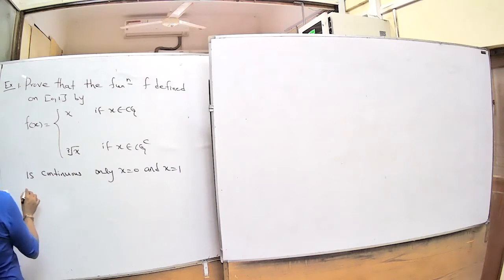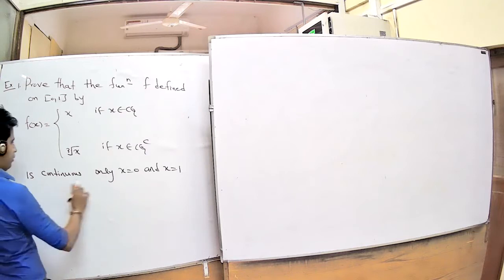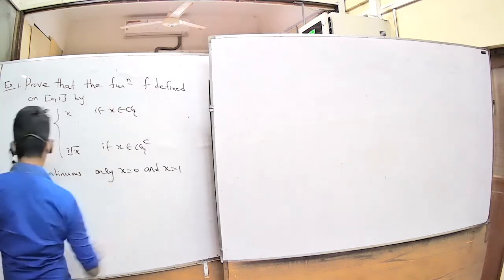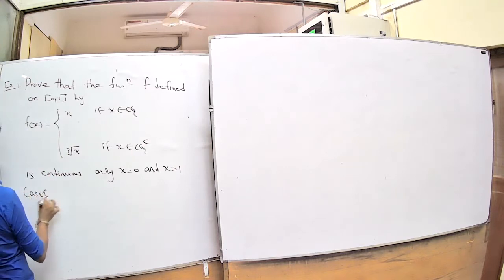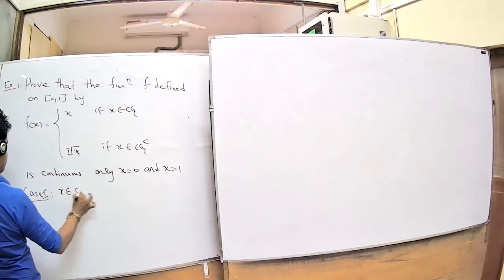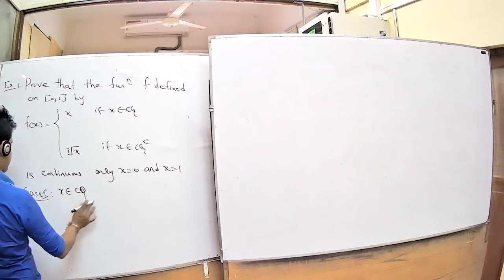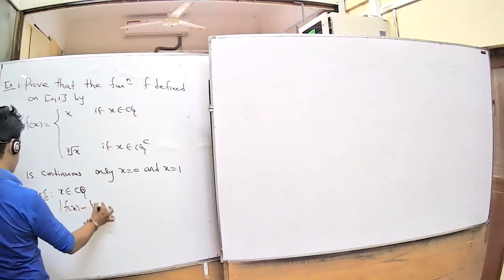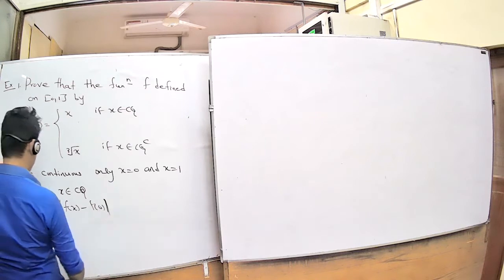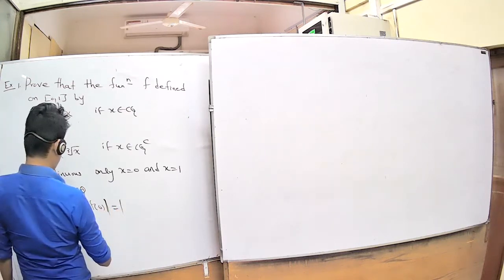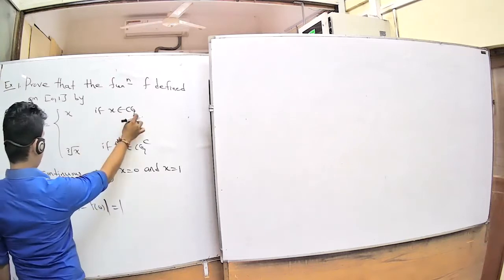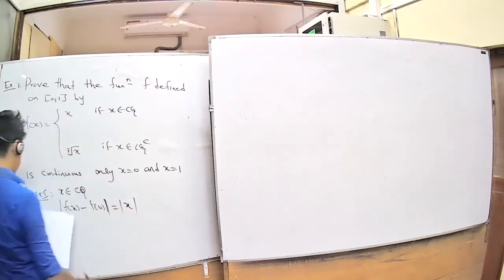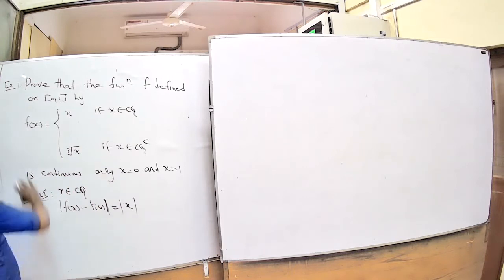Case 1. First, I prove that this is continuous at x equal to 0. So, case 1, you take the point x belonging to Q, the rational numbers. Therefore, what about this value, f of x minus f of 0? F of x minus f of 0 equals modulus of f of x, which for x belonging to Q is cube root of x.